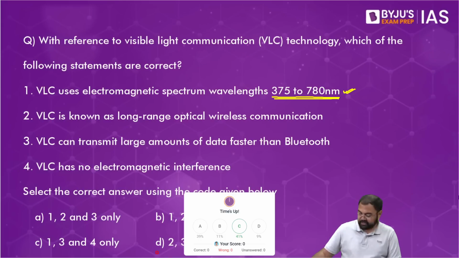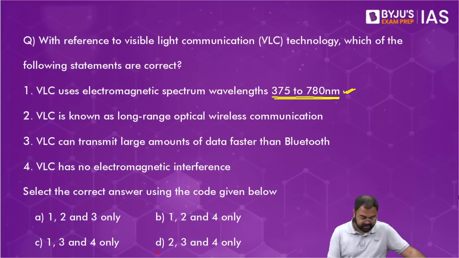So largely you are confused between A and C, and I know why that has happened. The correct answer will be C. Let me tell you about this question. With reference to visible light communication technology, which of the following statements are correct? First, VLC uses electromagnetic spectrum wavelengths between 375 to 780.